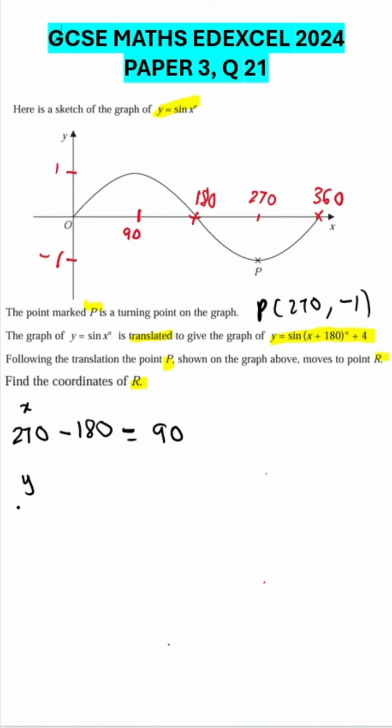And now I'm going to work out the y-coordinate. So for the y-coordinate, we know that we just need to apply whatever they've given to us in the question. So I'm just going to do -1 plus 4, because that's what they've given to us here outside the brackets, and that's going to give me 3. So now I know the x and y coordinates, so I'm just going to write that R is (90, 3).